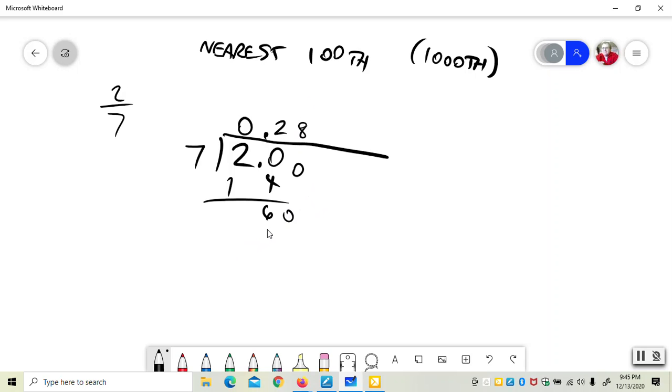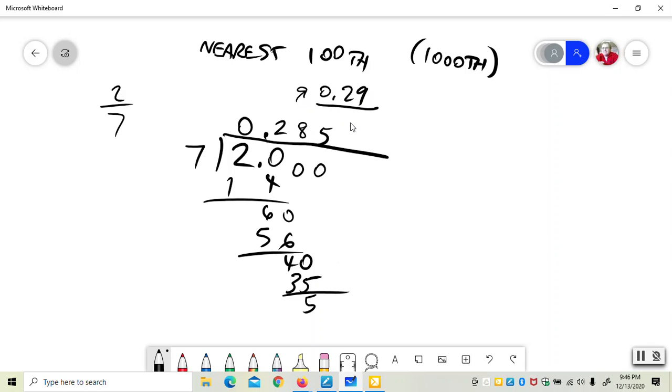8 times 7 is 56. And that's my hundredths place. Now, that's where I want to go to, but I don't know if I'm going to shove that 8 up to make it a 9 or if I'm going to leave it alone. So to find out, I have to go to the thousandths place. And 5 times 7 is 35. 5 and above, give it a shove. So 0.29. That's all I would have to do.